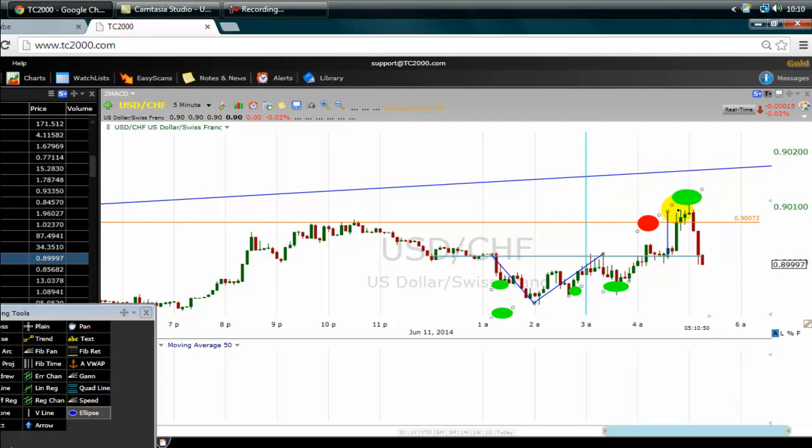Now, if you were trading a stock, we can use the volume bar to confirm that we have a surge in trading activity. Checking the volume bar. The volume bar is an excellent tool to confirm a conversion point.